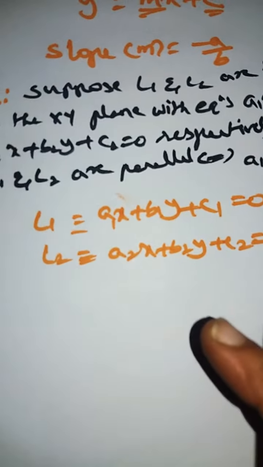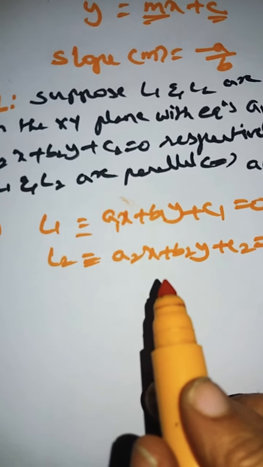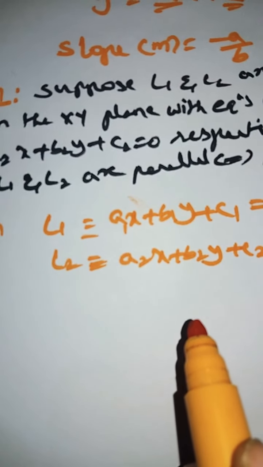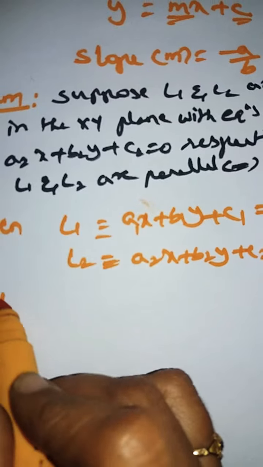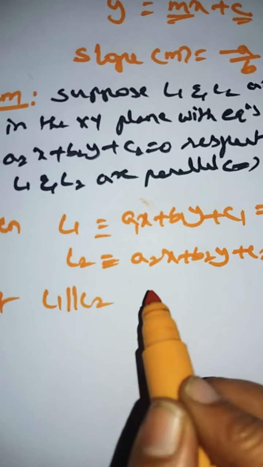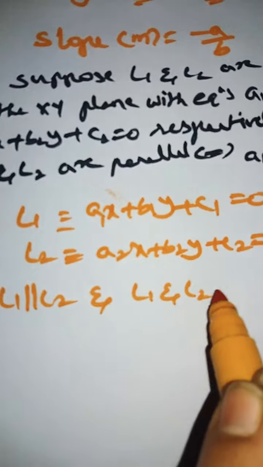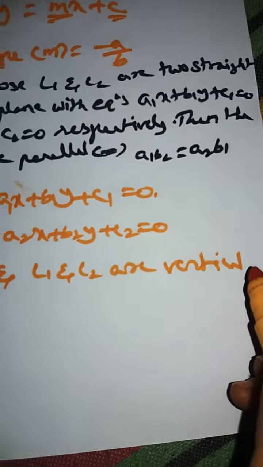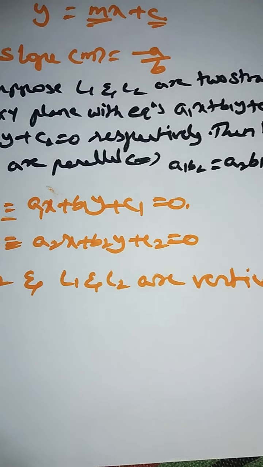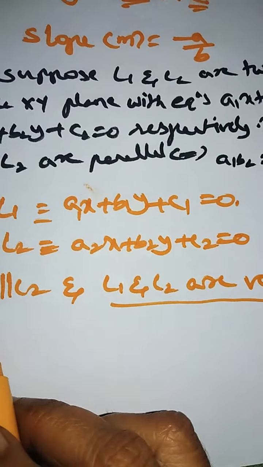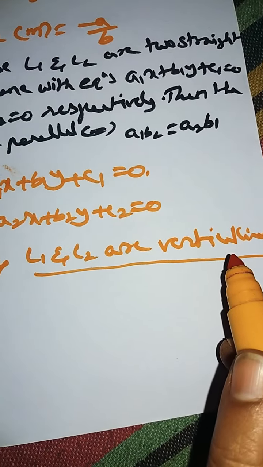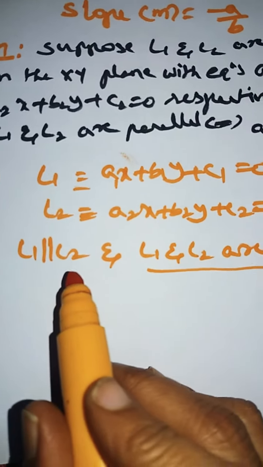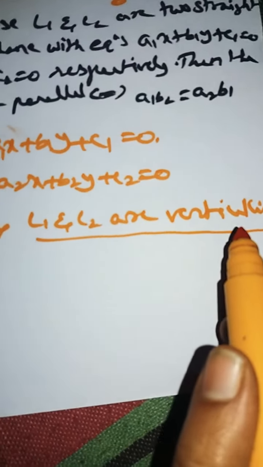Now I will go to two cases here. Let us take L1 and L2 parallel and vertical lines. Let L1 be parallel to L2, and L1 and L2 are vertical lines. The second case is L1 and L2 are parallel and non-vertical lines. So let us go to case 1: L1 is parallel to L2 and both are vertical lines.